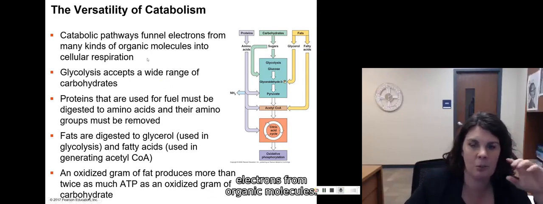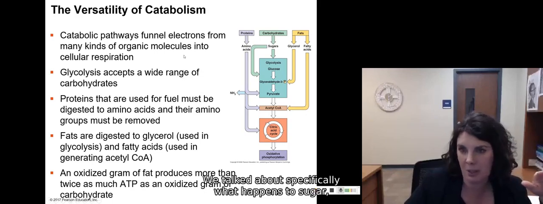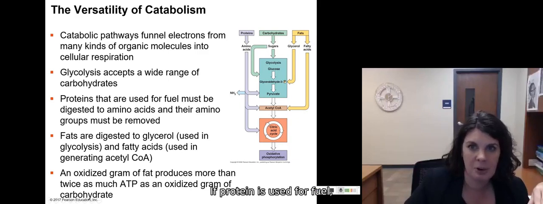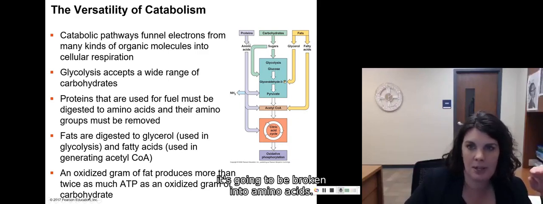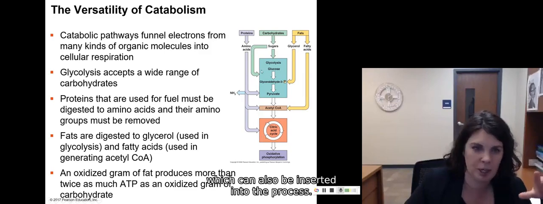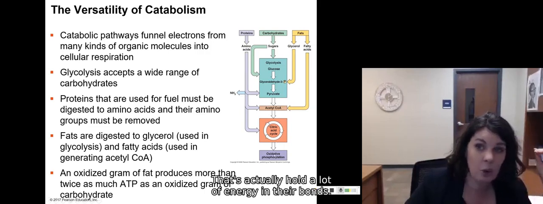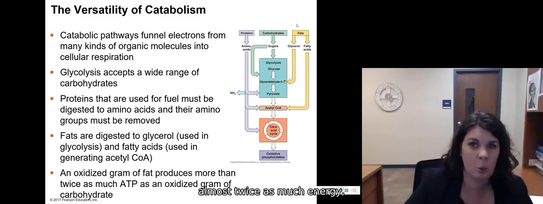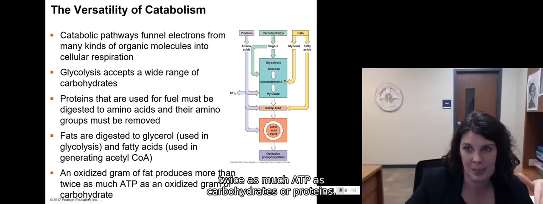So catabolic pathways take electrons from organic molecules. We talked about specifically what happens to sugar, but it can also take electrons from proteins and fats and use them in cellular respiration. If protein is used for fuel, it's going to be broken into amino acids, and then amino acids can go into all these different steps. Fats can be digested to glycerol and fatty acids, which can also be inserted into the process. Fats actually hold a lot of energy in their bonds, and 1 gram of fat is worth almost twice as much energy, twice as much ATP as carbohydrates or proteins.